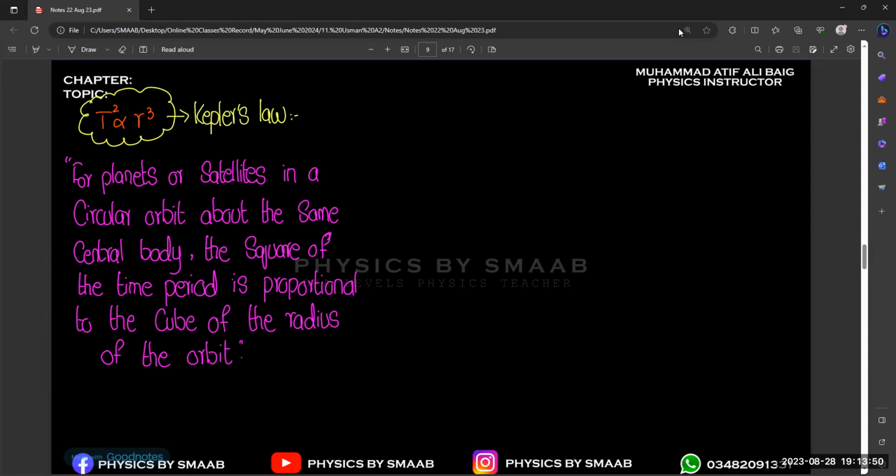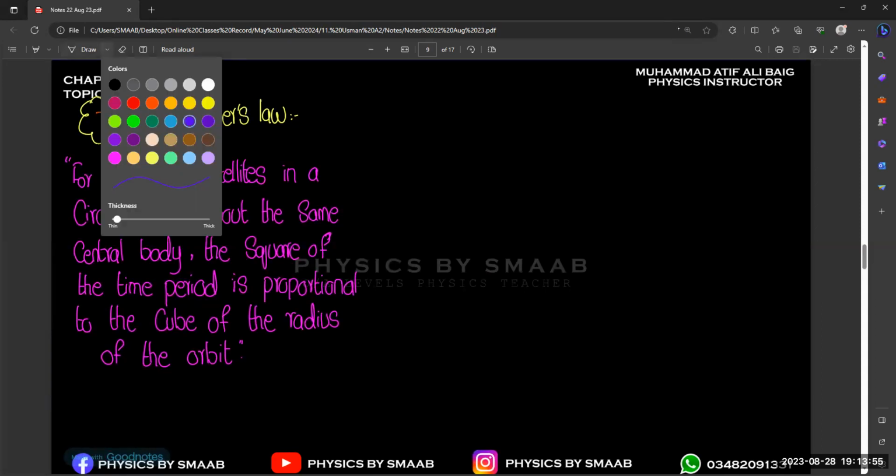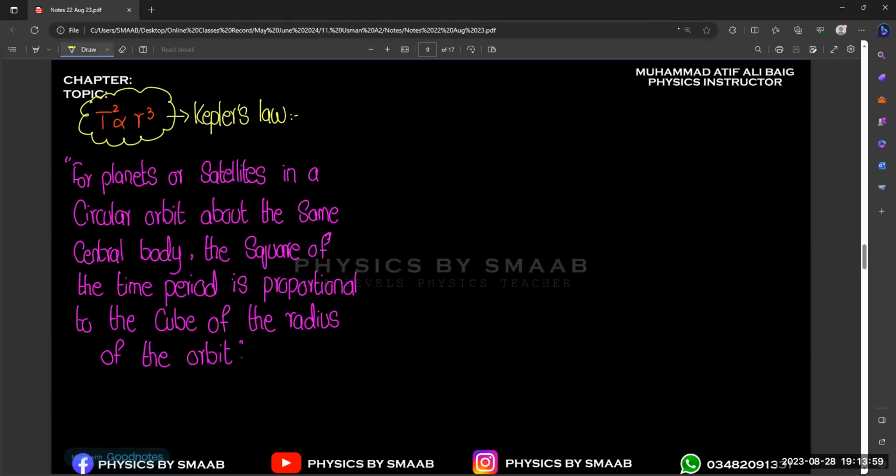Now the next concept is also related to the derivative part, because in this chapter we have many concepts related to the derivative part. So the next concept is related to gravitational field strength. Gravitational field strength means the value of a small g. So the next concept is related to deriving gravitational field strength.